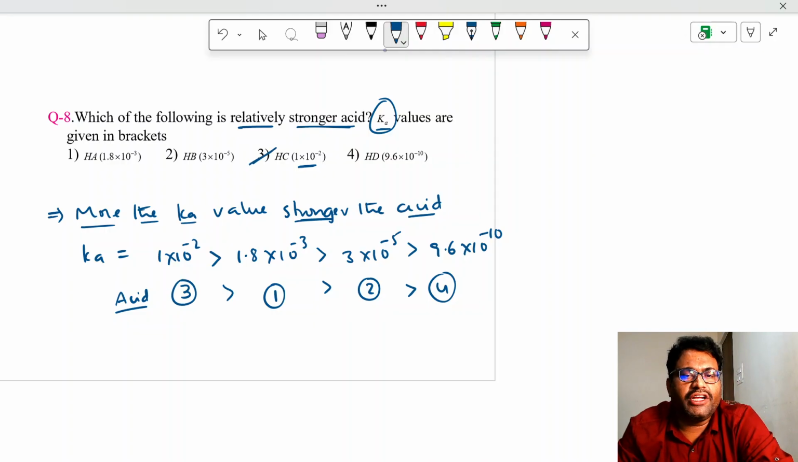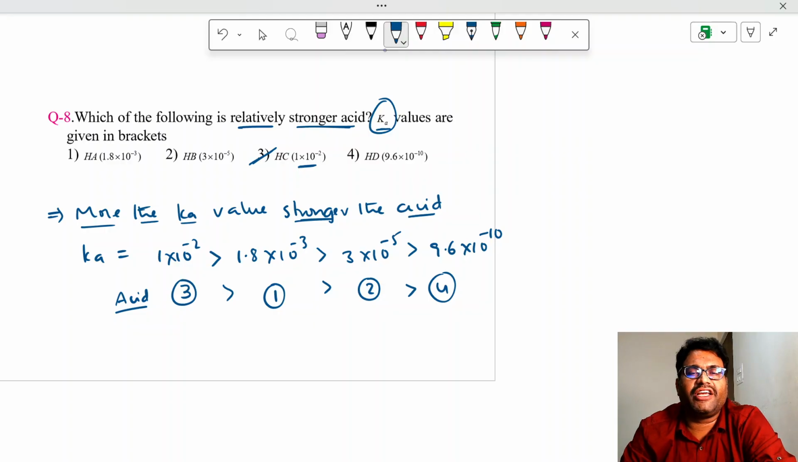So looking at alpha, Ka value and pKa value, we can say relatively which acid is stronger and which acid is weaker. Understood? So those are some basic questions we have discussed regarding ionization of a weak acid from the chapter Ionic Equilibrium. Thanks for watching. Let us meet in the next class with a new topic. Thank you.